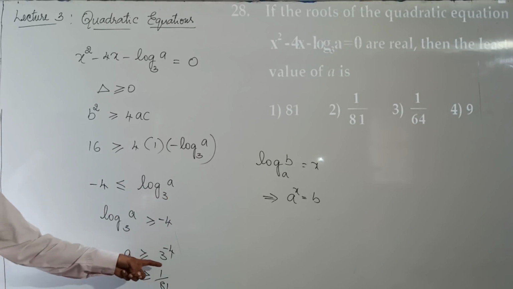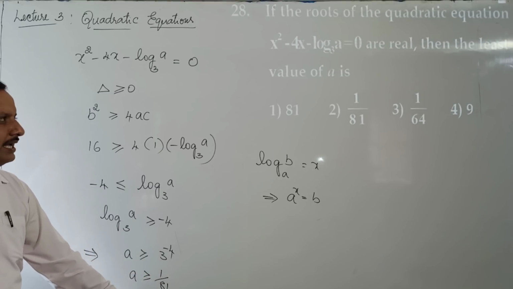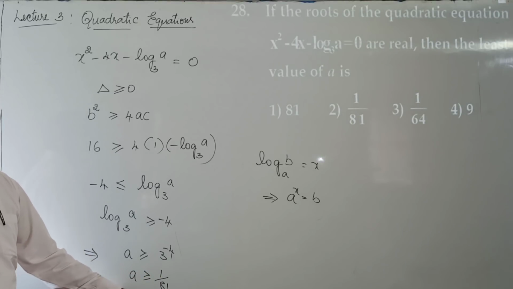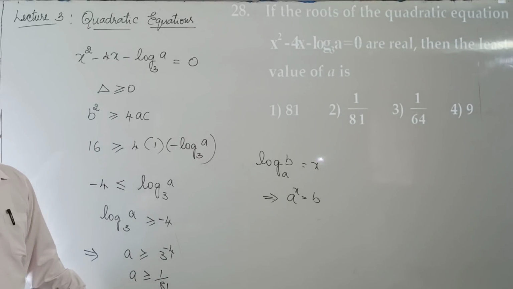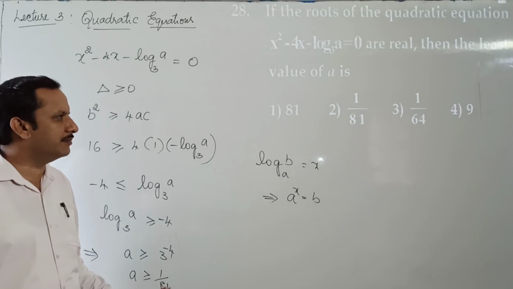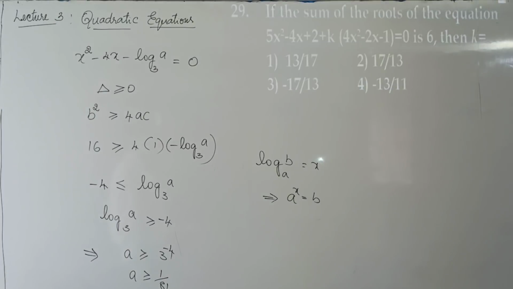Right? So a is greater than or equal to 3 power minus 4, that means a is greater than or equal to 1 by 81. That means a is always greater than or equal to 1 by 81, which means the minimum value of a is 1 by 81. That means the least value of a is 1 by 81.